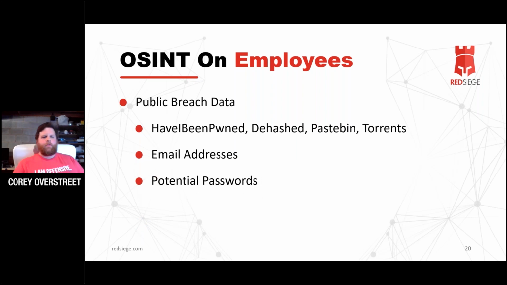And then next, we usually go to the public breach data. You can go through Have I Been Pwned, DeHashed, Pastebin, and there's torrents. You can get torrents of public breach data out there, like the LinkedIn dumps, the MySpace dumps, or more recently, the Collections 1 through 5. We're not saying you need to download all this information, but it is out there if you want to grab it. And typically, you can get email addresses and passwords out of there.